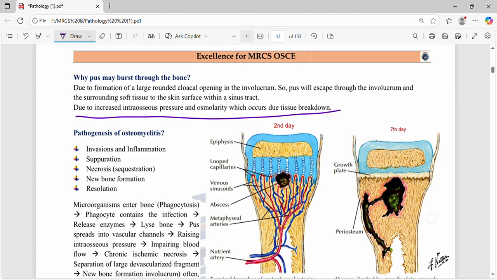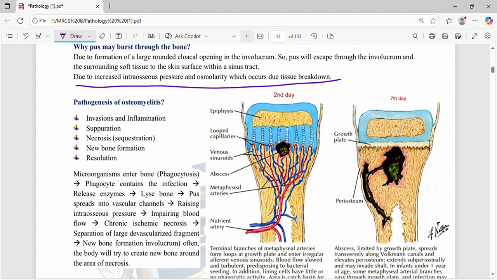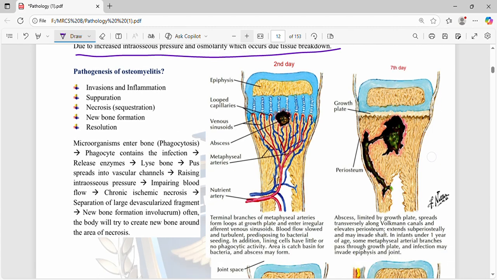Pathogenesis of osteomyelitis: invasion and inflammation by pathogenic organisms, suppuration, necrosis, sequestration of the bone, new bone formation in the involucrum, and then resolution. Microorganisms enter the bone, and phagocytosis occurs first. Phagocytes contain the infection and release enzymes that lyse bone. Pus spreads into the vascular channels, raising intraosseous pressure and impairing blood flow, so they cause ischemia. Then chronic ischemic necrosis, separation of a large devitalized fragment, and new bone formation in the involucrum. Often the body will try to create new bone around the area of necrosis.